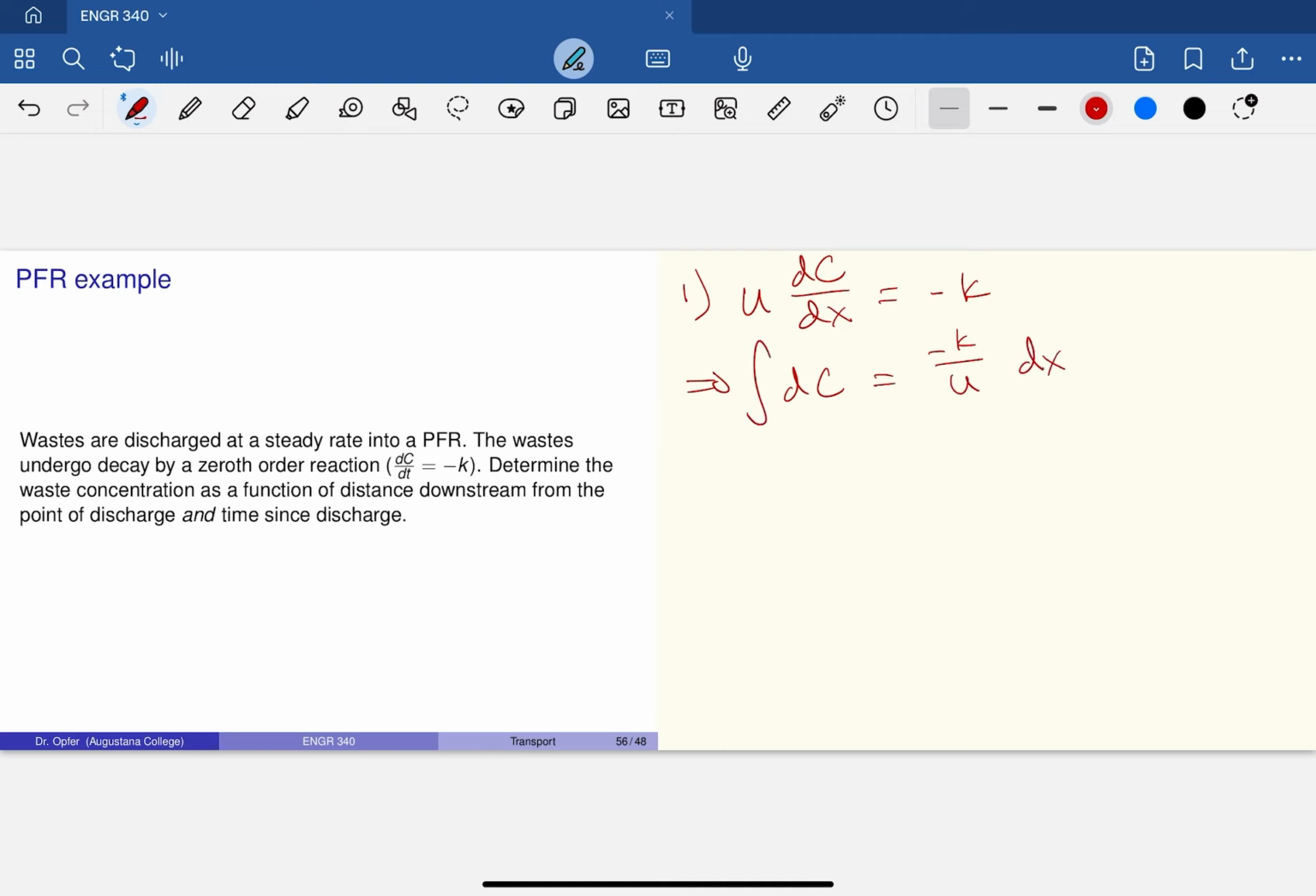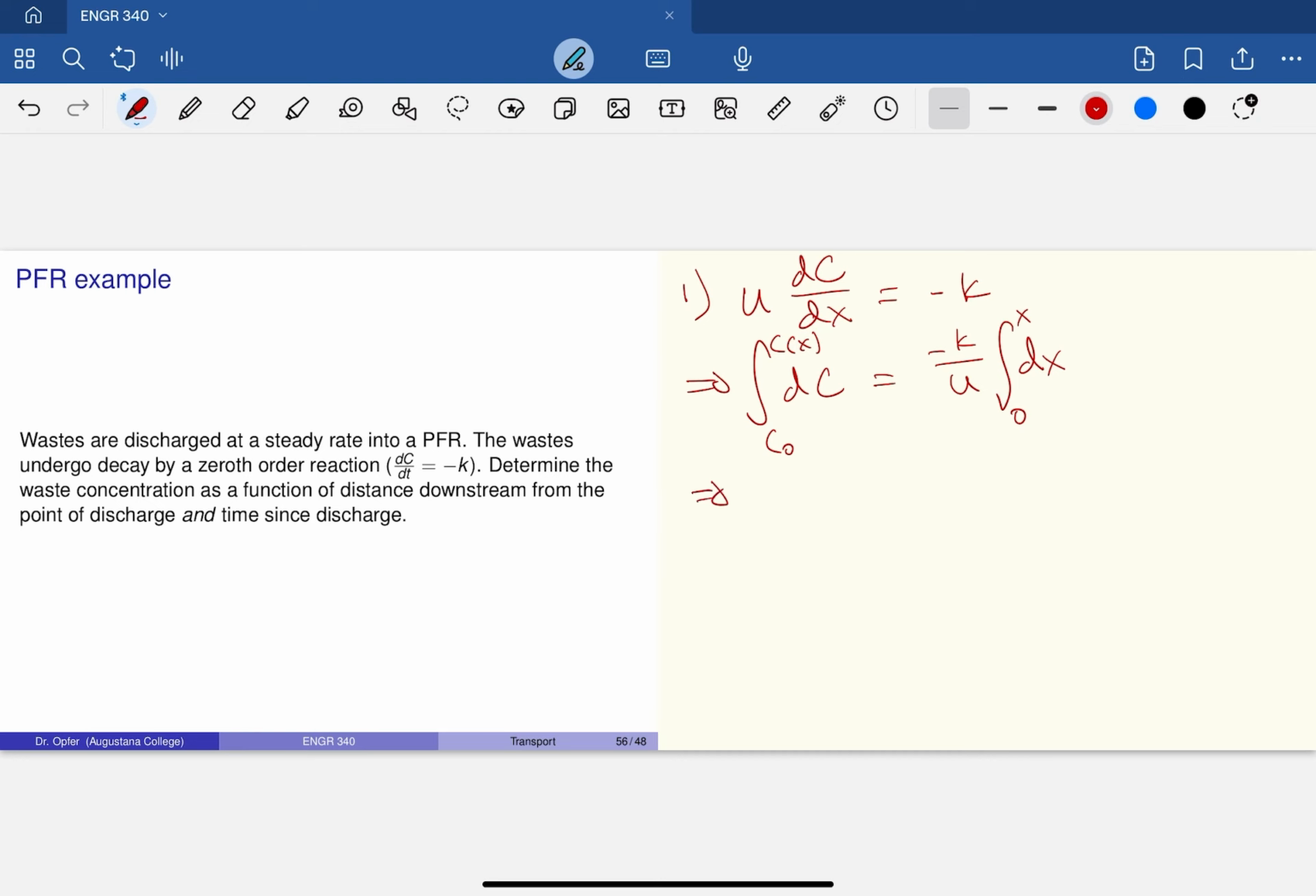We're going to integrate this side from C naught. Keep in mind that C naught, instead of being the concentration at time equals 0, is now the concentration at x equals 0. So technically this is called a boundary condition instead of an initial condition. But it means the same thing, and in this case it is the same value. So we're integrating from C naught to C of x, and we're integrating x from x equals 0 to x.